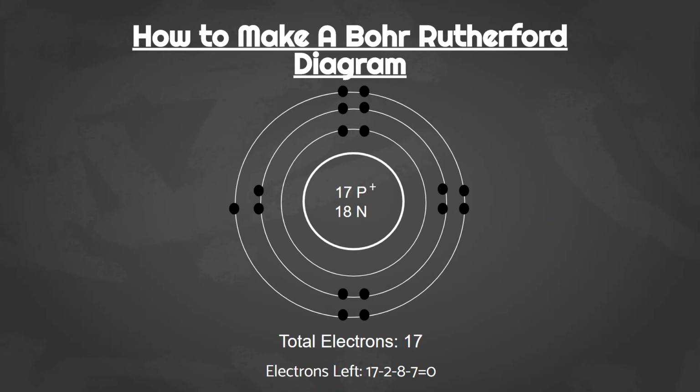The last shell holds 8 electrons, but we only have 7 electrons left, so we could space these electrons out evenly. This is all we need to make a Bohr Rutherford diagram.